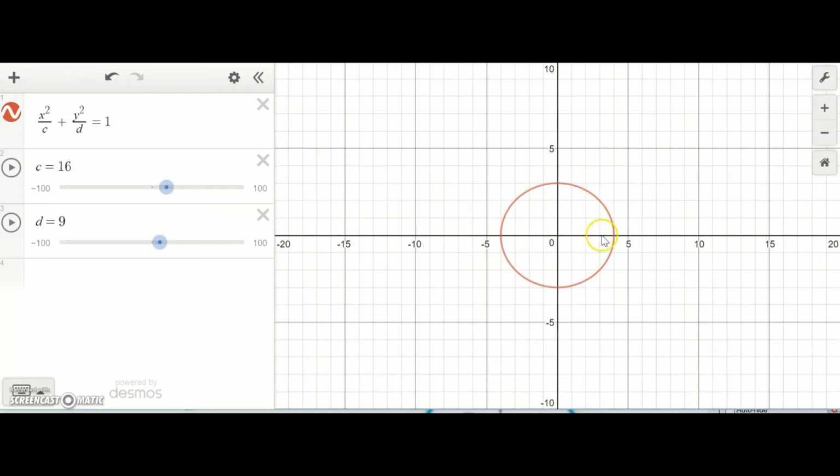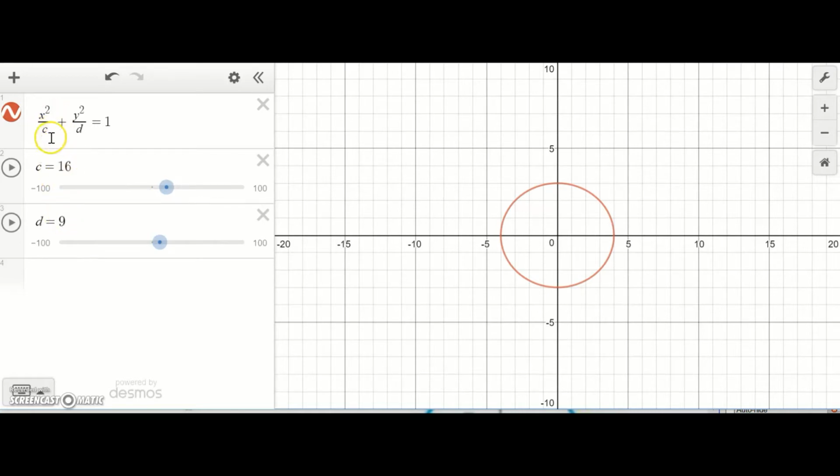You're looking at a graph of an ellipse, and you can see the equation over here. I put a variable for the major and the minor axis numbers, but you can see that I've got C set to be 16, which would make this point on the major axis 4, 0 and negative 4, 0. And this number D is going to be 9, which square root of that would make this 0, 3 and 0, negative 3.